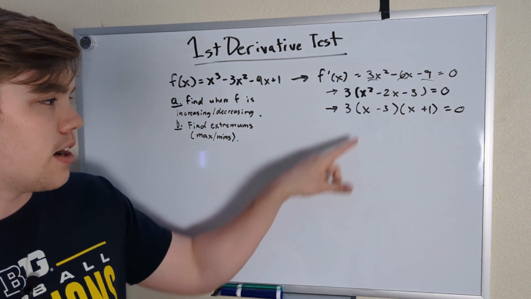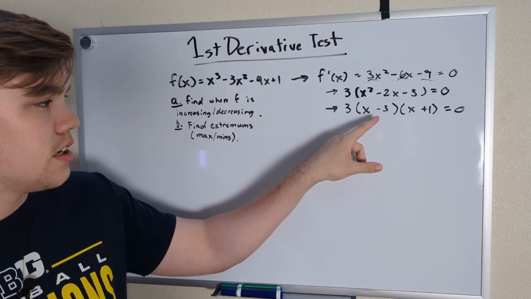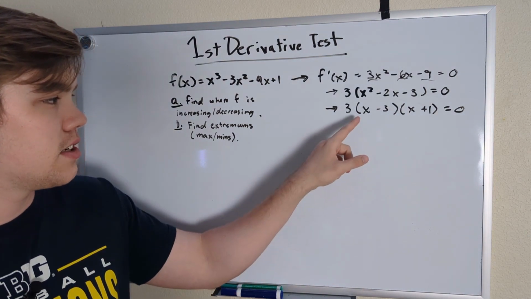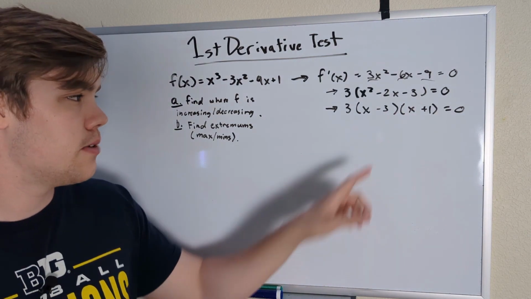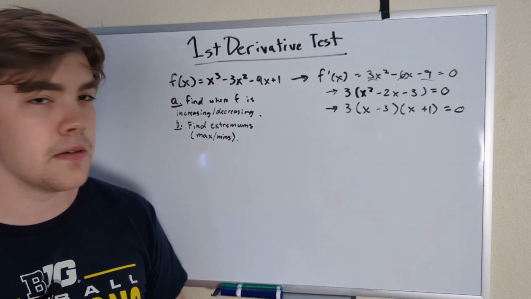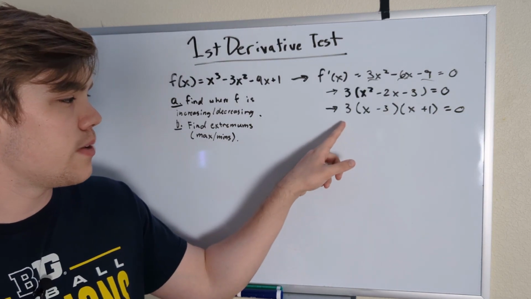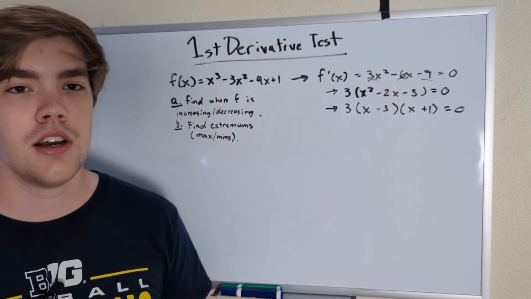x times x is x squared, x times 1 is x, -3 times x is -3x, x minus 3x is equal to -2x, and then -3 times 1 is -3. So this factor does work. Now that we have this, we know that each one of these individual factors must equal 0.